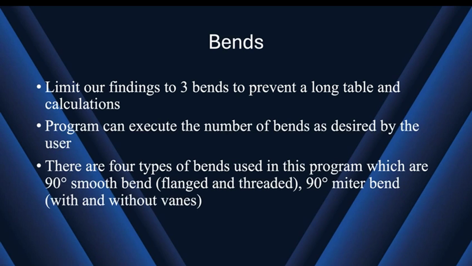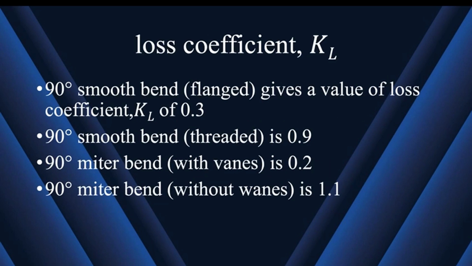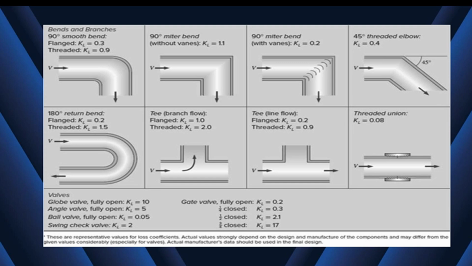In bends, we limit our findings to 3 bends to prevent a long table and calculations. The program can execute the number of bends as desired by the user, and there are 4 types of bend used in this program, which are 90-degree smooth bend flange and threaded, 90-degree mitered bend with and without vanes. And these are the loss coefficients. The 90-degree smooth bend flange gives a loss coefficient of 0.3, the 90-degree smooth bend threaded is 0.9, and so on. And the table is provided here also.